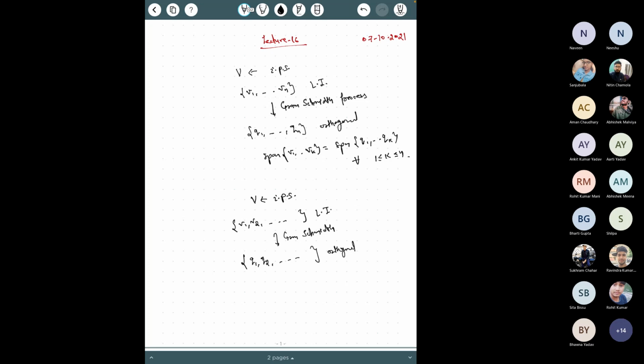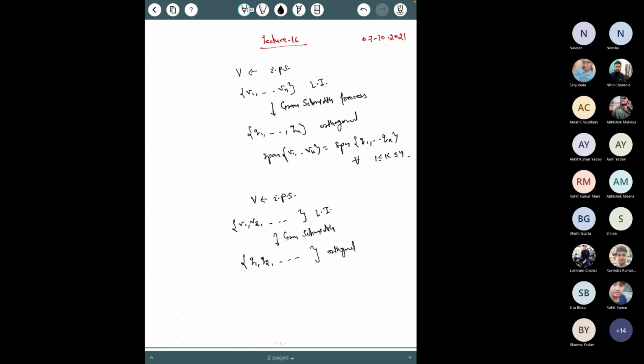Now I'll give you one example of how to use this method. But before that, let me tell you that the way we have proved this gives us a method to give a factorization of a matrix. So this comes complementary as an application of this Gram-Schmidt process.